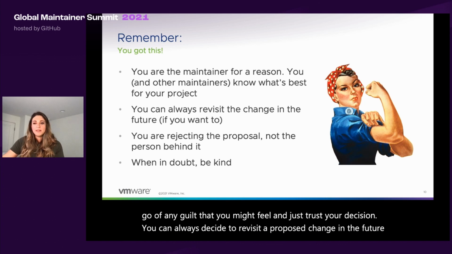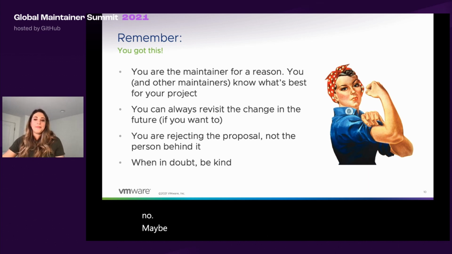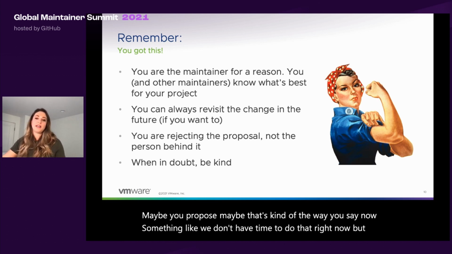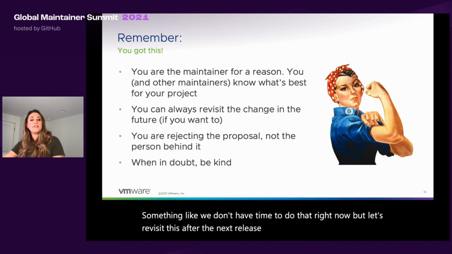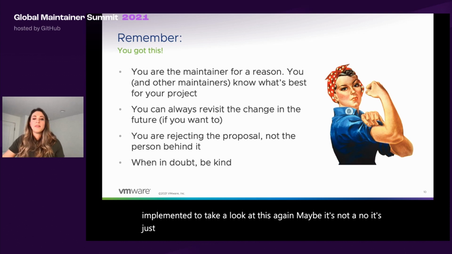So if you're unsure about something and you don't want to just say no, maybe that's kind of the way you say no. Something like, we don't have time to do that right now, but let's revisit this after the next release. Or let's wait until this feature is implemented to take a look at this again. Maybe it's not a no, it's just a not right now kind of thing.